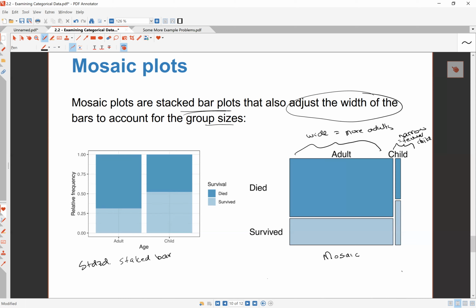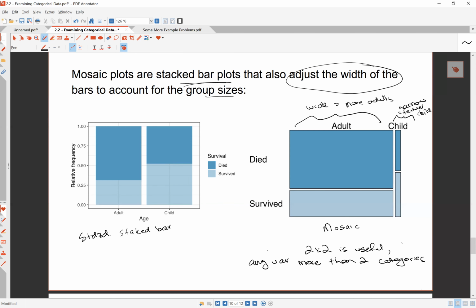So I think it can be a useful tool. It runs the risk of becoming unnecessarily complicated if you have more than two categories on either of your variables. Like a 2x2 is useful. But if any variable has more than two categories, it becomes unnecessarily complicated.